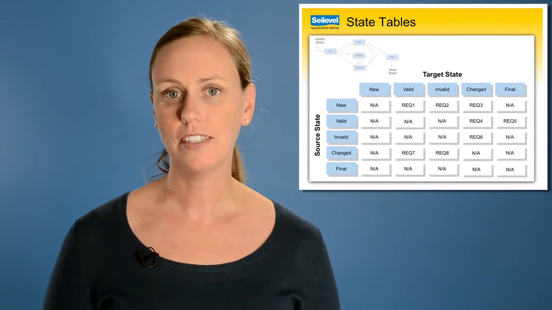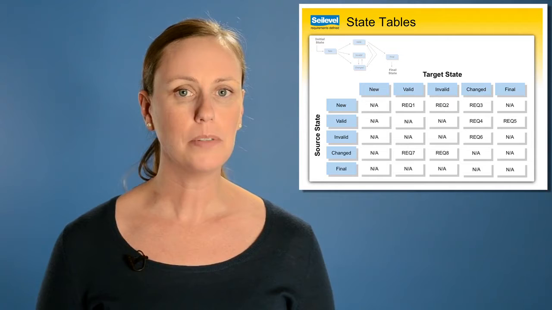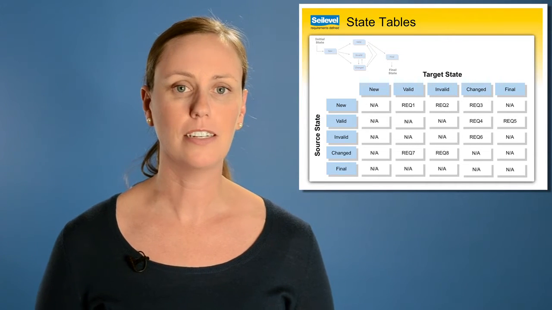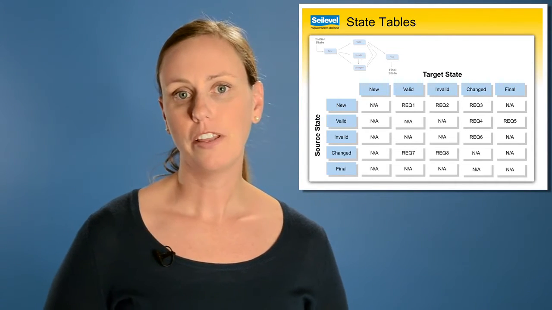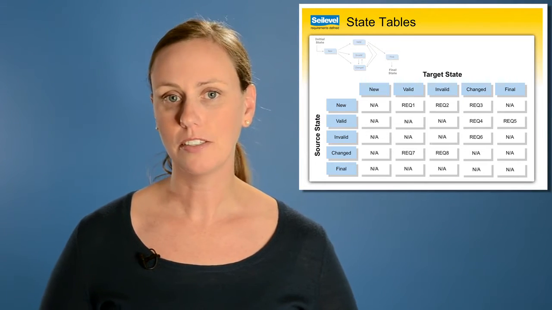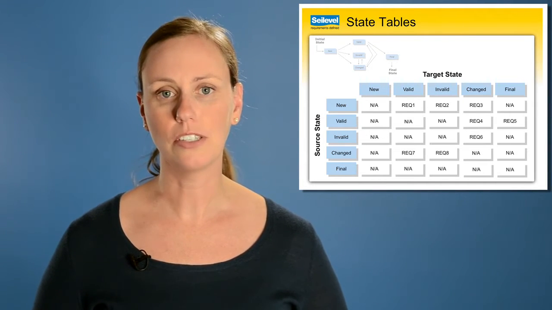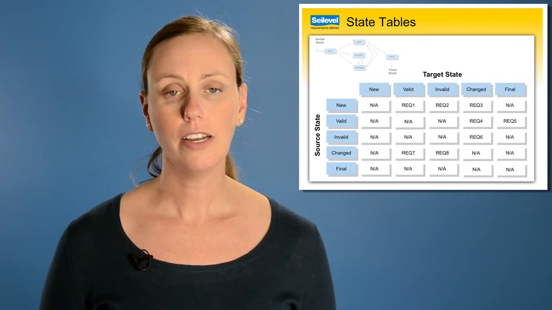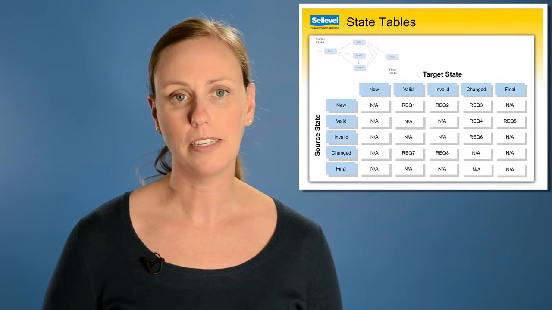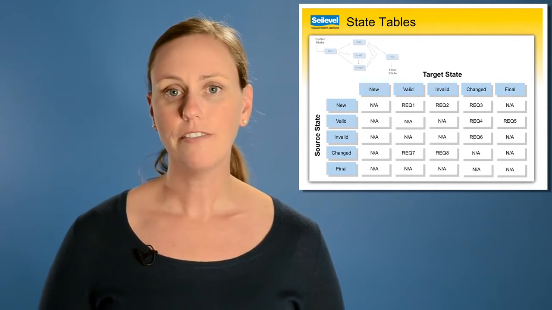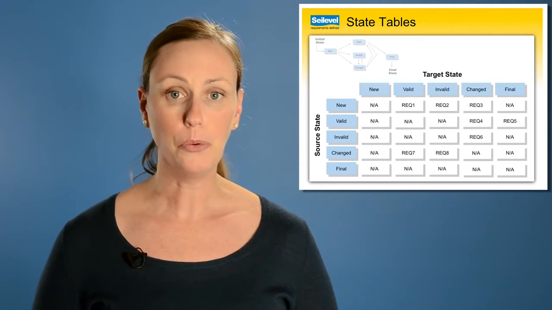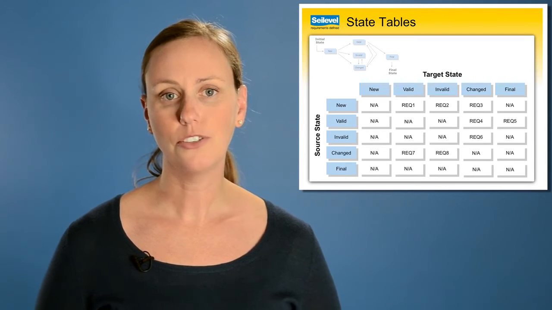In this example of a state table, we are using the same scenario we previously used for a state diagram. We are showing the configuration vehicle object of a system and all of its possible state transitions. Both the state diagram and table are shown here for comparison. The possible valid configuration object states include new, valid, invalid, changed, or final.